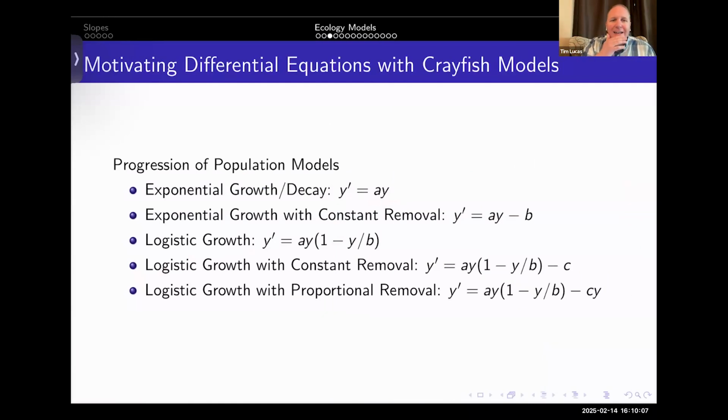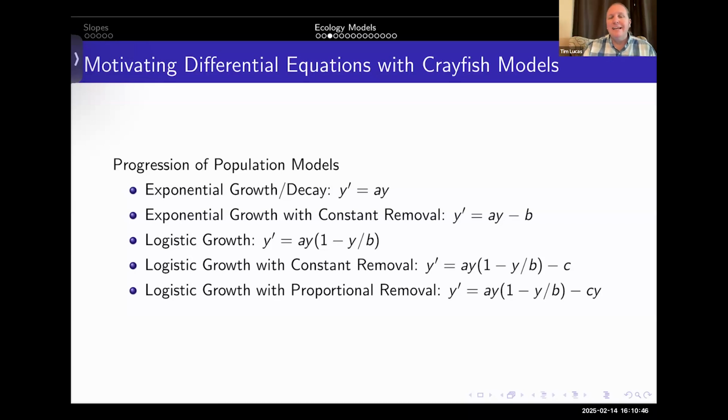But the very first thing that we look at in class, instead of looking at how to solve differential equations, is we look at, okay, what are the assumptions of exponential growth and decay, right? Populations are growing proportional to the current population, or maybe we could have them declining at a rate proportional to the current population. And then we add a removal term. So if we can remove crayfish from our system by trapping, we add this constant rate of removal that's signified by B in that equation.